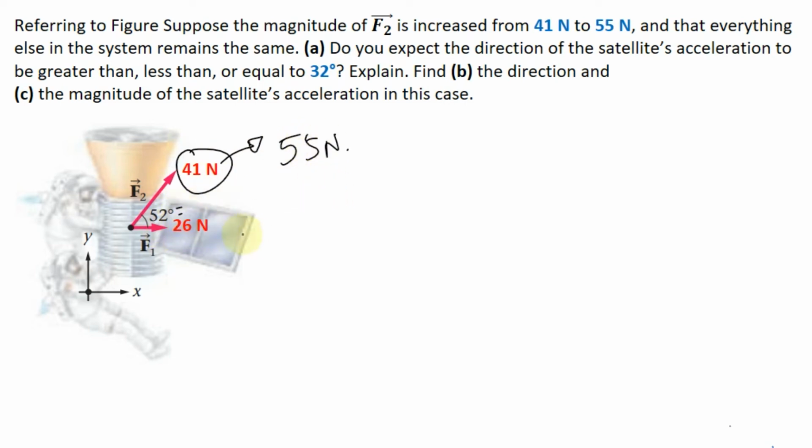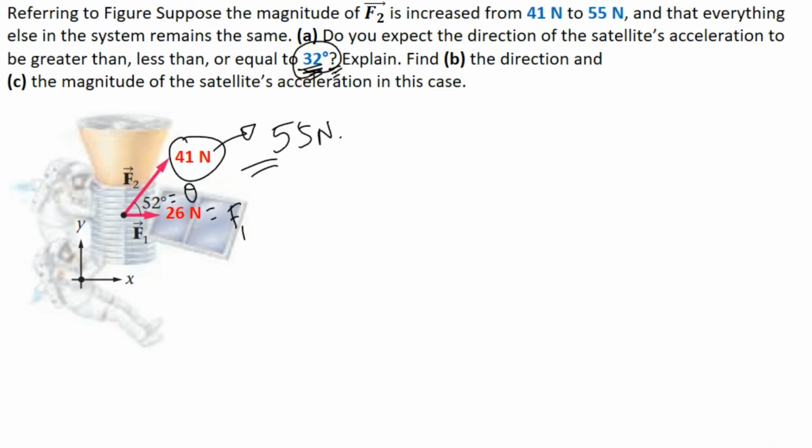This theta remains 52 degrees. F1 is also 26 Newton. Then what we have to tell is, do you expect the direction of the satellite's acceleration to be greater than, less than or equal to 32 degrees. So this was the angle that we calculated in that example. The acceleration for the satellite was 32 degrees above the horizontal in that example. But in this example, when this force is increased, we have to tell whether the direction of the satellite's acceleration is greater than, less than or equal to 32 degrees.